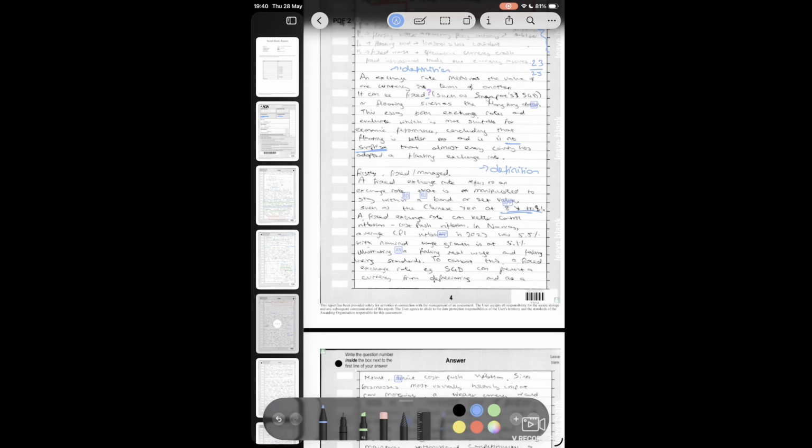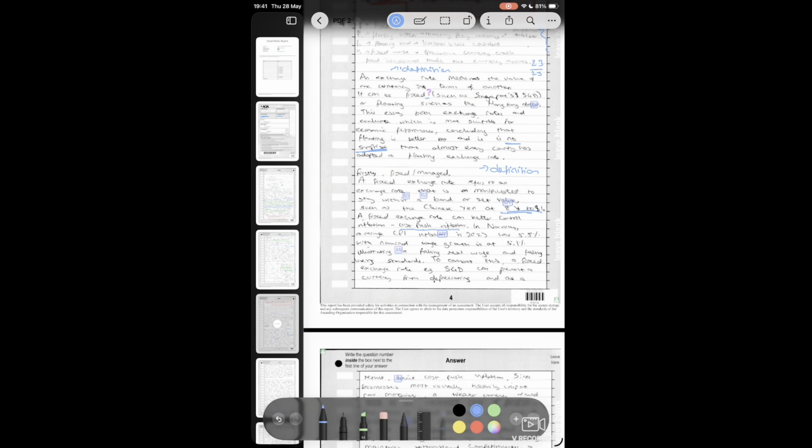A fixed exchange rate can better control inflation, cost-push inflation. So I've just zoomed in there a tiny bit. In Norway, average CPI inflation in 2023 was 5.5%, with a nominal wage growth at 5.1%, illustrating a falling real wage and falling living standards. The entirety of this information that you're seeing now is just in the extracts. Use it, abuse it. I'm telling you, extracts are gonna save your life.